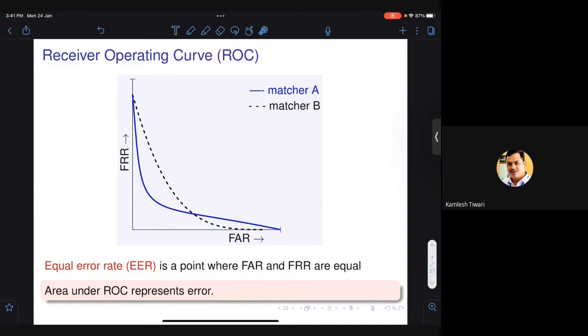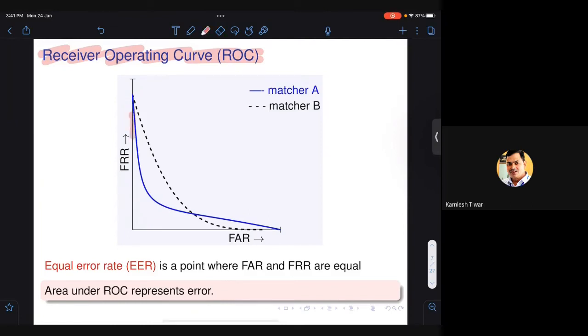This curve has a very specific name, the receiver operating characteristic ROC curve, and it would be a single line like this. Every such line represents a matcher. If you have a matcher, for that particular matcher with respect to the database, you can draw this particular line. It is called the ROC curve, the receiver operating curve.